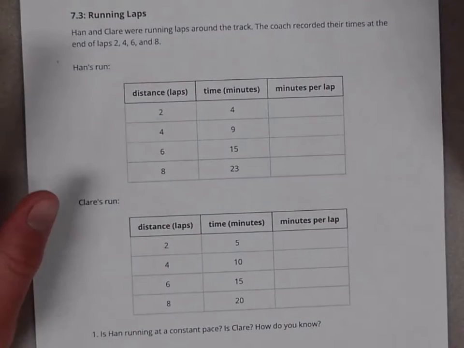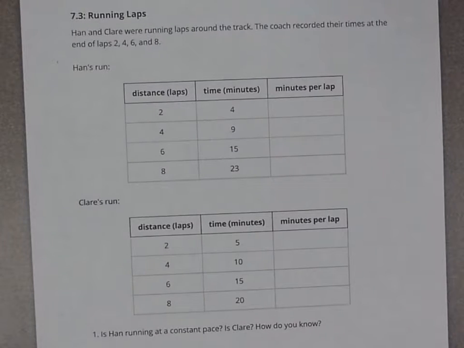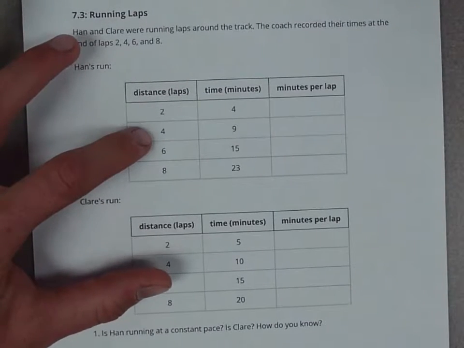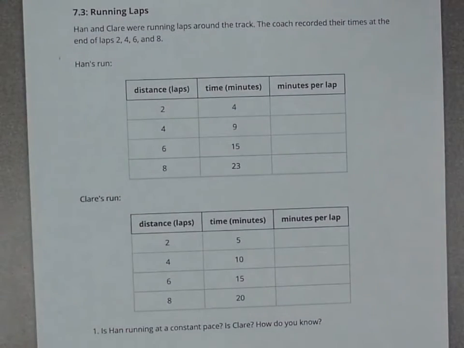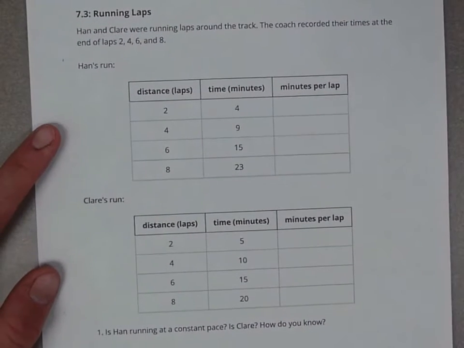And for those of you who are unfamiliar with track, 1 lap is 400 meters, or 1/4 of a mile. And so therefore 2 laps is a half a mile, 4 laps is a mile, 6 laps is a mile and a half, and 8 laps is 2 miles. So they're running a 2-mile race right here, all right?